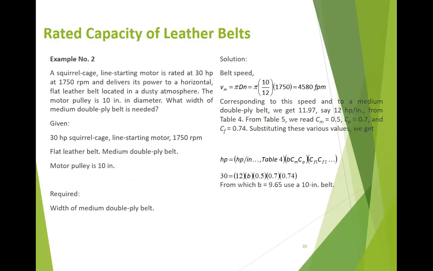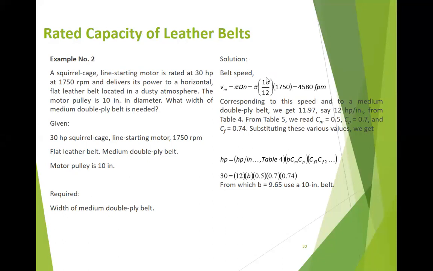Now, an example on the rated capacity of flat belts. A squirrel cage line starting motor is rated at 30 horsepower at 1750 RPM and delivers its power to a horizontal flat leather belt located in a dusty atmosphere. The motor pulley is 10 inches in diameter. What width of medium double ply belt is needed? Given: 30 horsepower, flat leather belt, medium double ply belt, motor pulley 10 inches. Required: the width of the medium double ply belt.